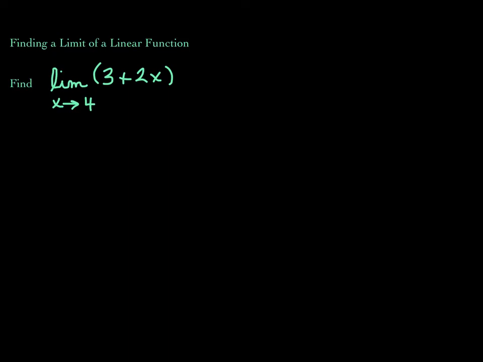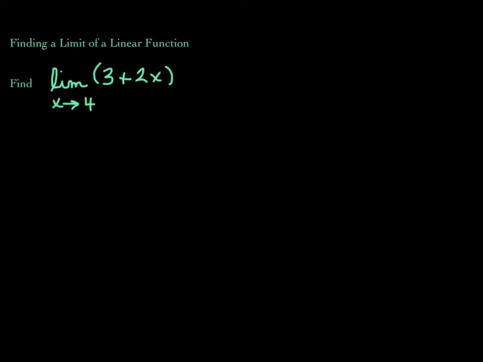Finding a limit of a linear function. So 3 plus 2x is a linear function. Just FYI, it's a linear function whose graph is a line with a positive 2 slope and whose y-intercept is 3. I'm trying to give you a visual representation of the graph, so that if you would like to go about finding this limit by sketching the graph, you could do that as well. But I'm going to practice using these rules for limits.